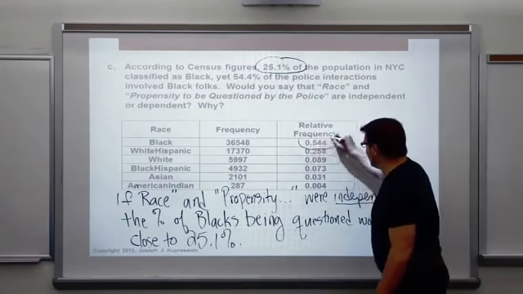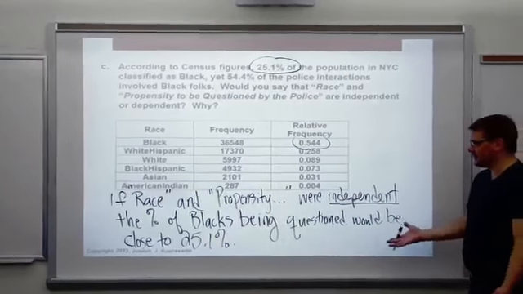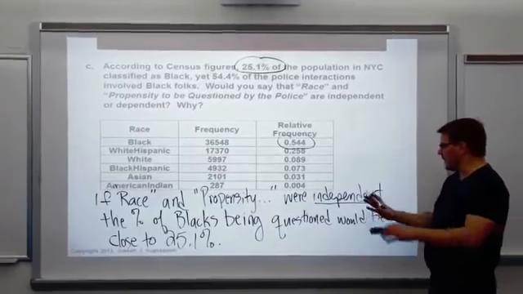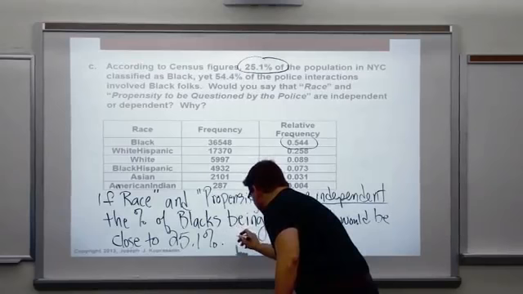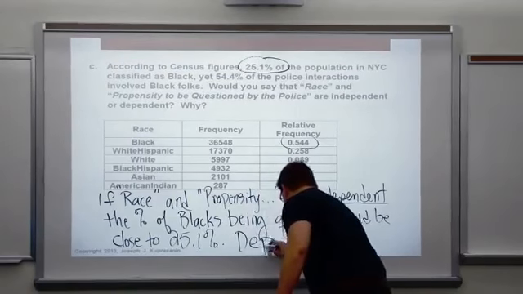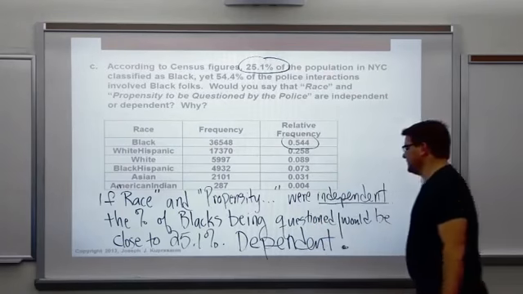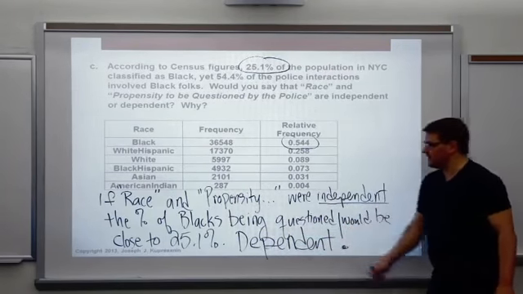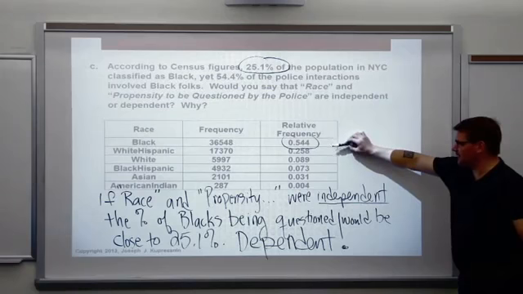Nowhere even in the ballpark. This is more than double, more than half of the questionings in New York City were of black residents. So clear-cut dependent, clear-cut dependent. I don't have much room to write here. This is probably the most dependent thing we've seen in this course at this point.